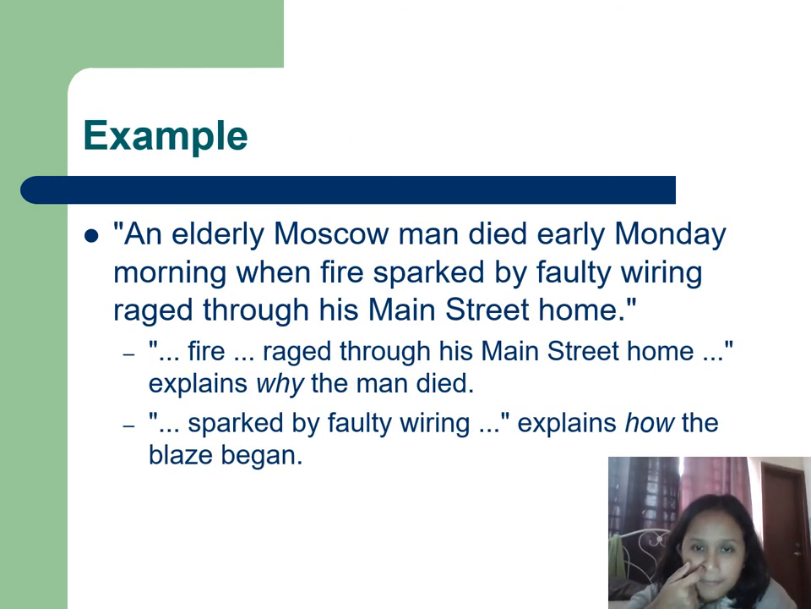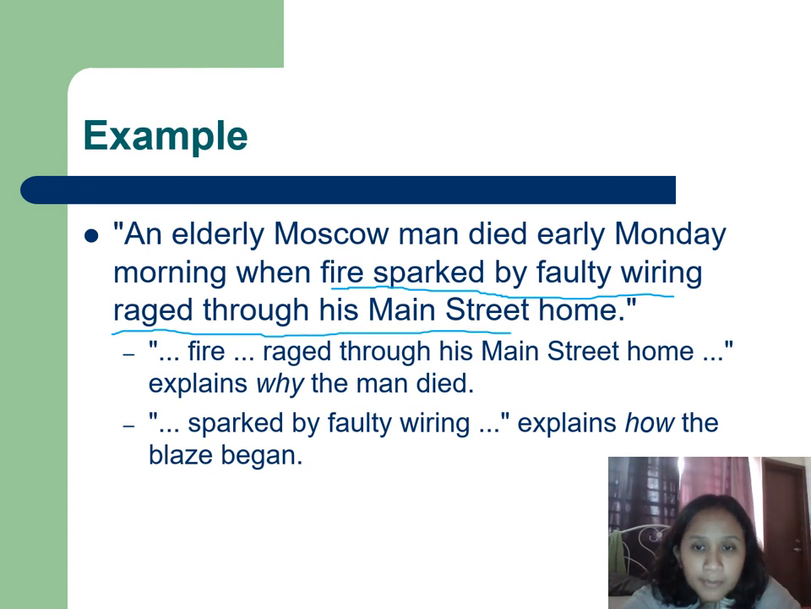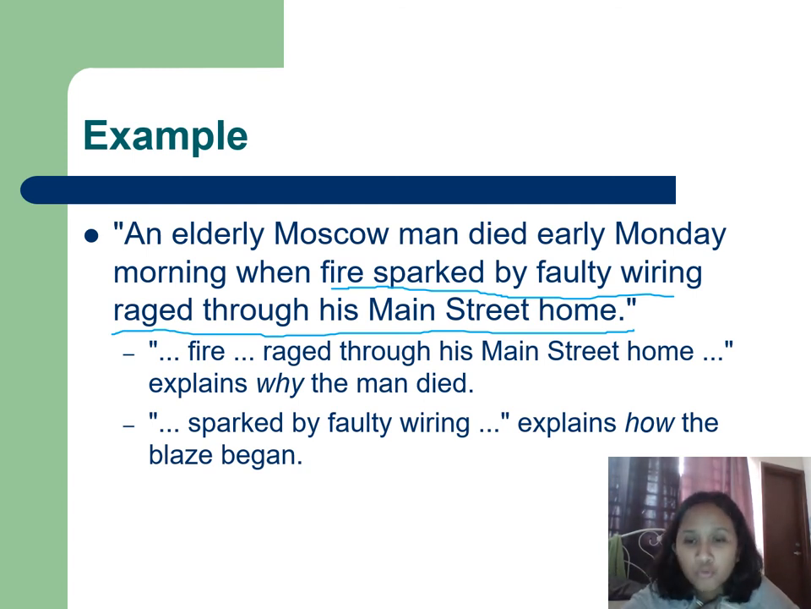Okay, for example, here: an elderly Moscow man died early Monday morning when fire sparked by faulty wiring raged through his Main Street home. Fire raged would be why the man died, and sparked by faulty wiring would be how the blaze began. So it is always up to the journalist or the reporter, or you yourself, to decide if there is room to include this information in your lead.